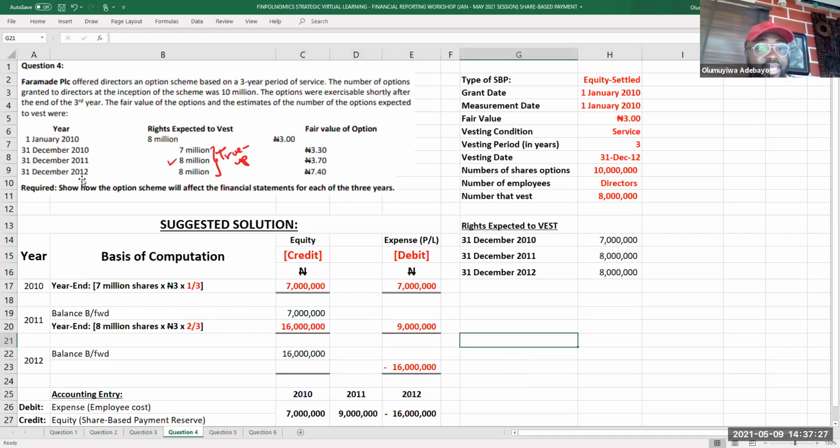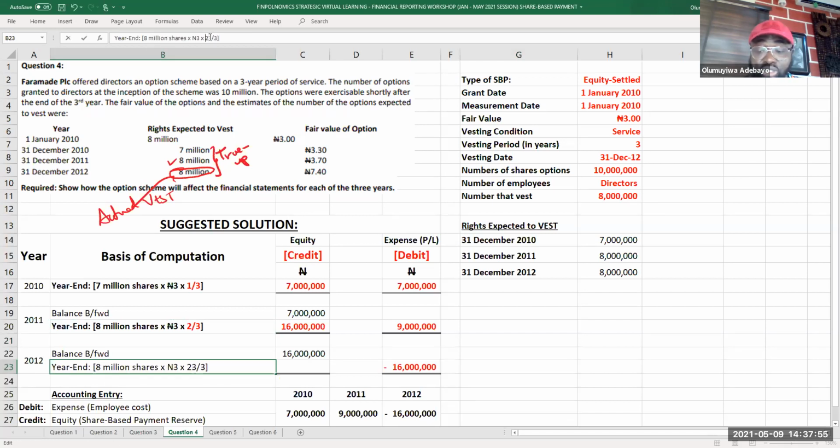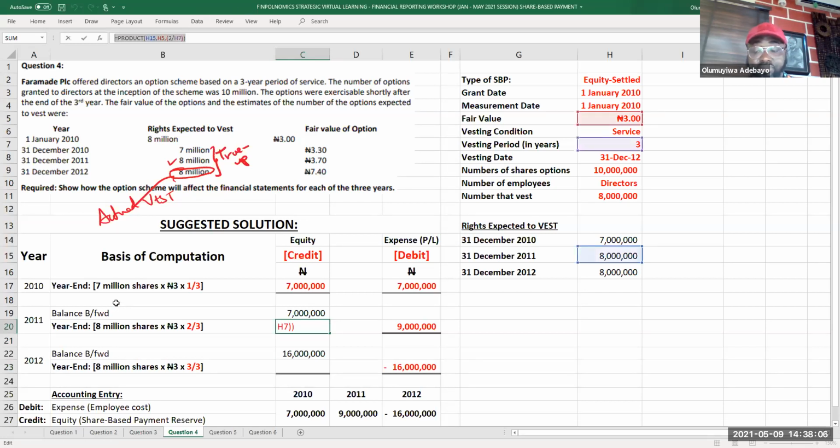Okay, now in the final year, the actual amount that vests, which is at the end of the expiration of this vesting period, was 8 million. Therefore, I also come here, 8 million, and I'm in the 3rd year, which means all of those conditions have been met. Cumulatively, I'm supposed to have ascertained my equity as at the end of the year. And in that case, what do I have? Actually, 8 million. And I'm in my 3rd year.